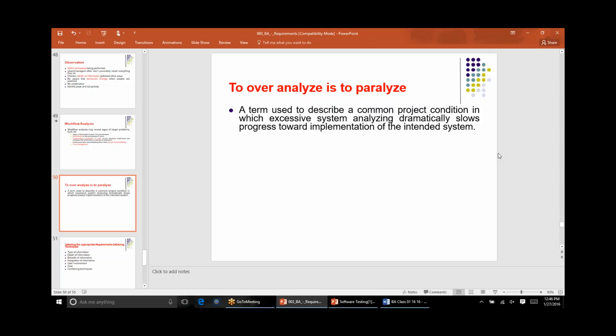To overanalyze is to paralyze. Make a note of that term. I've been talking about the detailed business requirements. We have to gather business requirements. We have to be very explicit, very clear, and very firm on the business requirements.